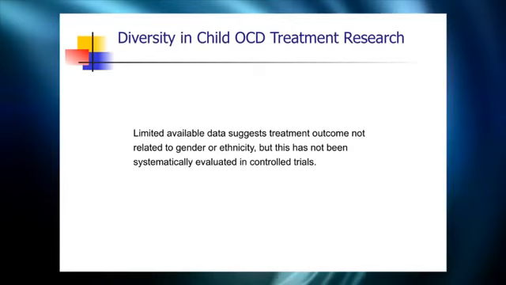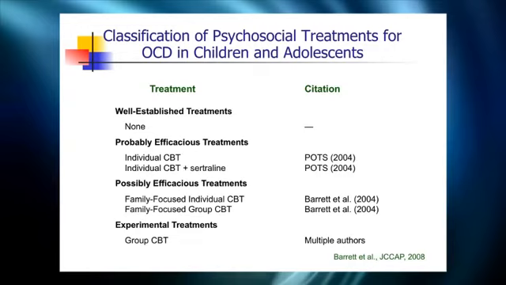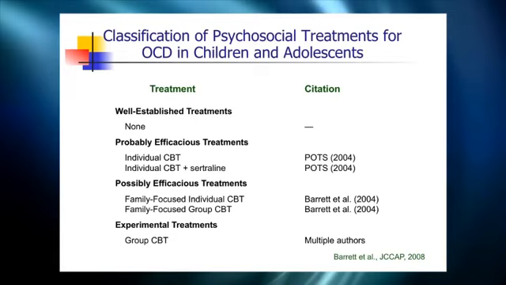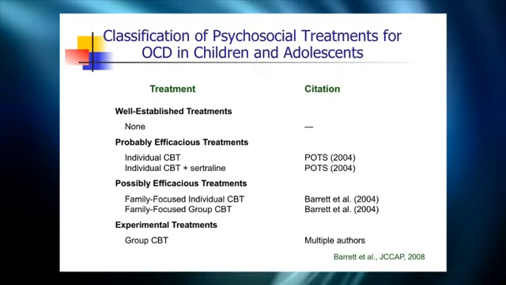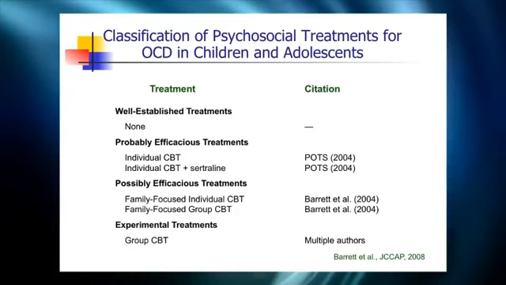And finally, based on the 2008 study, we can see that no treatments for OCD meet criteria for well-established at this point. A couple meet criteria for probably efficacious treatment. Once the POTS 2 trial and our trial come out, that's going to change a little bit. Family-focused treatment will become a probably efficacious treatment at this point. But there's a lot of work that's left to be done to really get this area up to the level of some of the other treatments. And we'll end right here and say thank you.